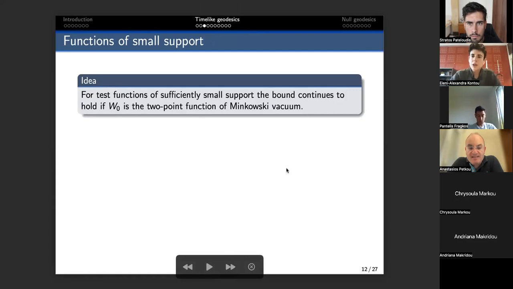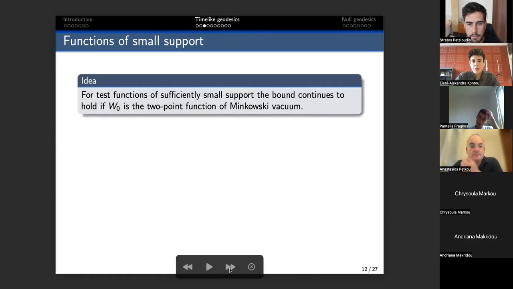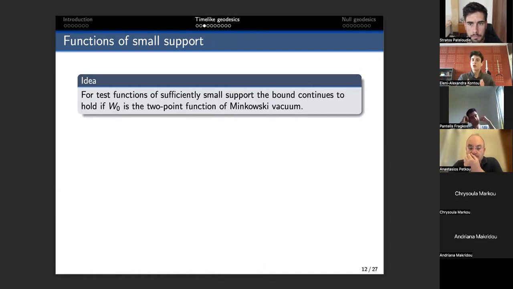So our technique was to find a function of small support in order to pick the Minkowski vacuum as our reference state. Our first thought was maybe we can break the geodesic into very small, equal parts, and have this function of small support at every point in the geodesic. But that proved to give a not very good bound.